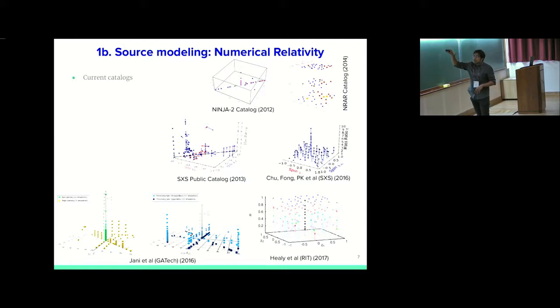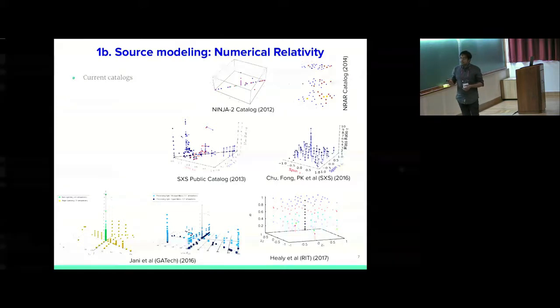Then as time went on, the catalogs became larger. For instance, the first public catalog released by the SXS collaboration had about 170 simulations. Most of them were, again, small mass ratios, but some of them had larger mass ratios as well as extremal spins. Then a few years later, we published yet another catalog of about 90 simulations that again explores the similar region of parameter space.